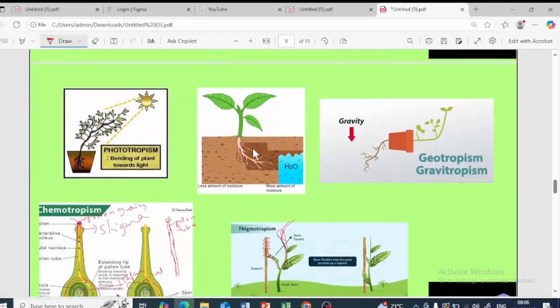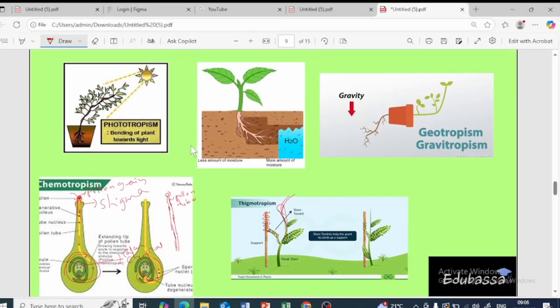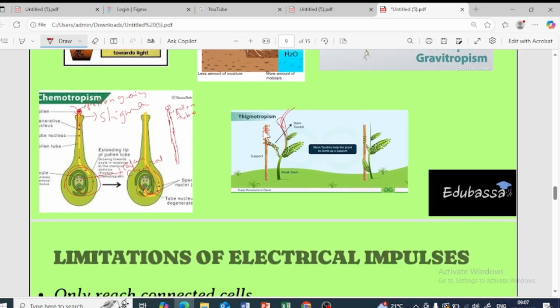Yes. So these are the pictures which show the phototropism. As I said, the shoot part of the plant always grows towards the sunlight, which shows phototropism. Here the root part, H2O means water. The root part is growing towards what? Water. So it shows which tropism? Yes, hydrotropism. Here the root is going to grow towards the gravity, the earth. So it shows which tropism? Geotropism.